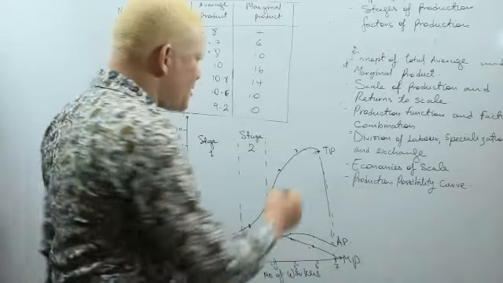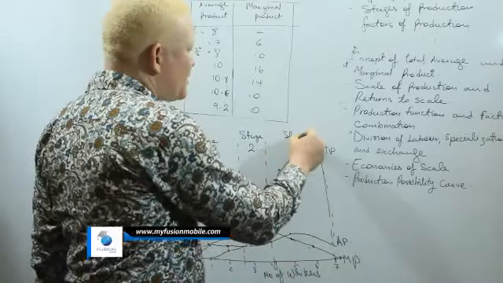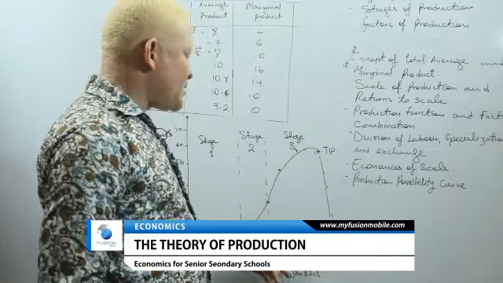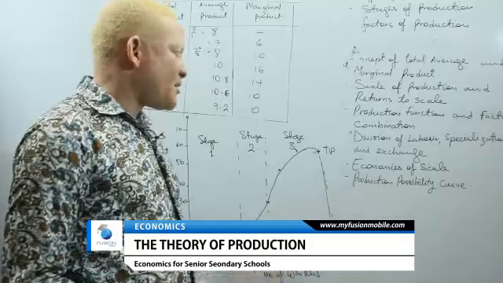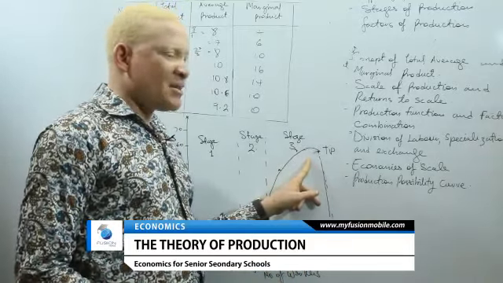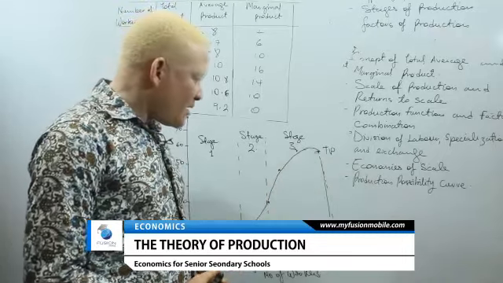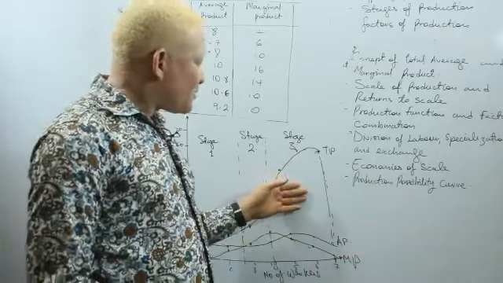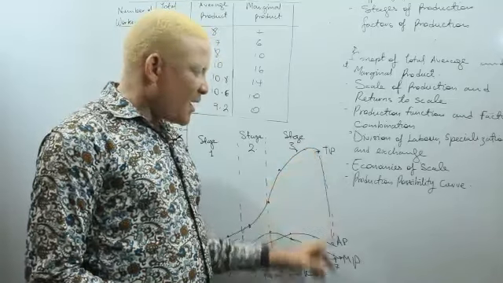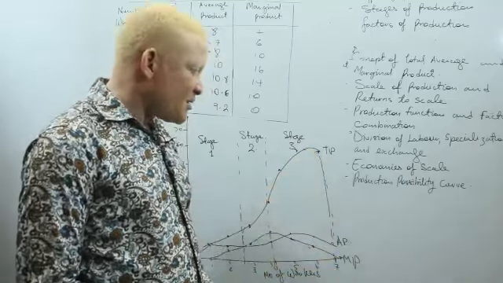Then at stage 3, which is this place, at stage 3 of production, now what is happening is that there is diminishing marginal returns, which means that the rate of increase in total product is actually reducing, and at the end of the whole thing, total product now gets to a maximum. At that point, marginal product is now 0.